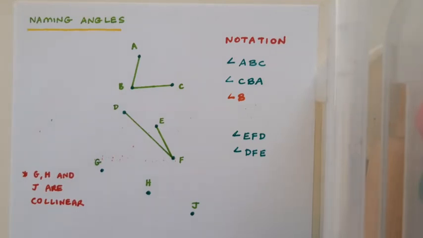So now cast your mind back for a moment to the last video. Can you remember what collinear means? Collinear means that G, H and J are all lined up on the same line. I want to draw the angle GHJ, think about how else I could name it, and also think about how big it is.